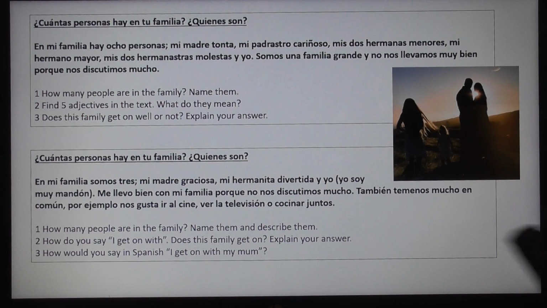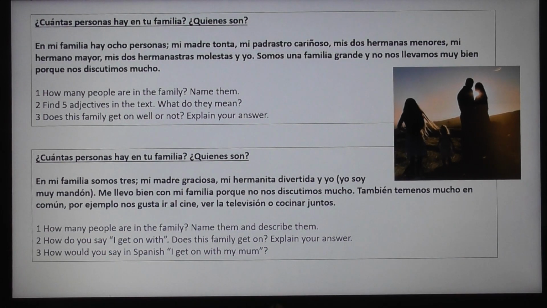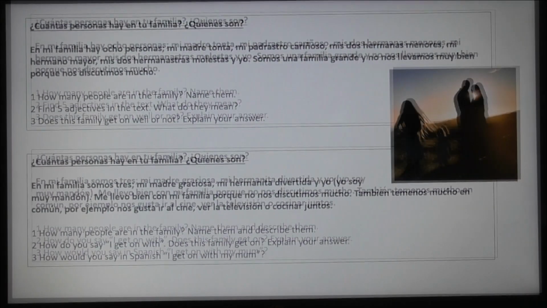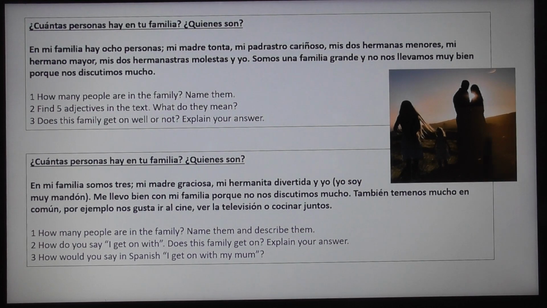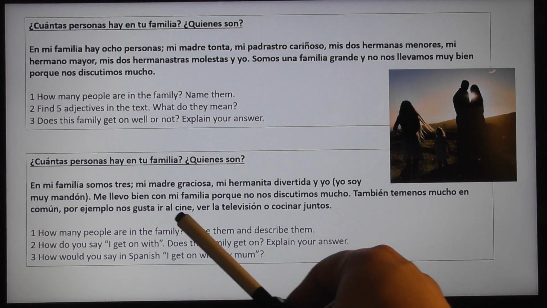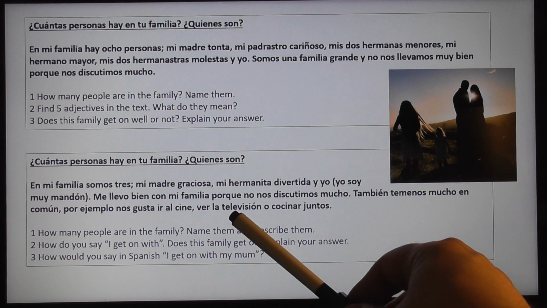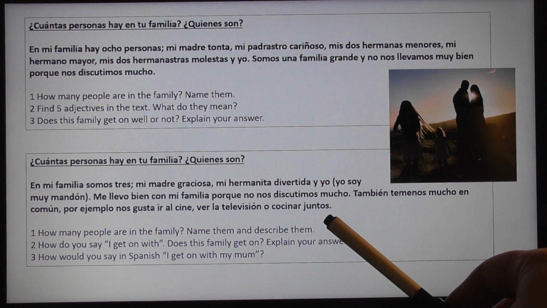Y finalmente, could you just read through that last sentence to me and translate it? I'll give you the answer in a few moments. Listos en A, B, C. Also, we have a lot in common. For example, we like going to the cinema, or we like to go to the cinema, watching television, or to watch television, or cooking together.